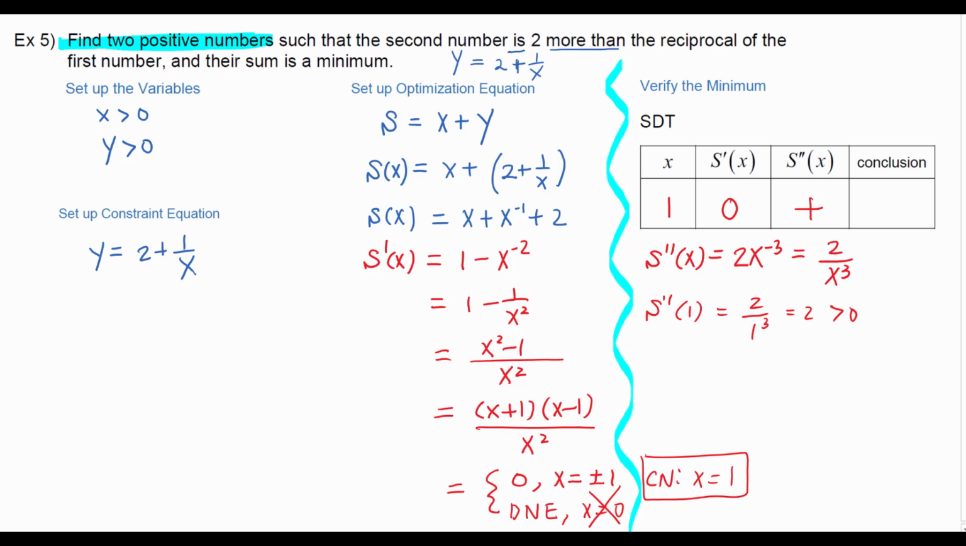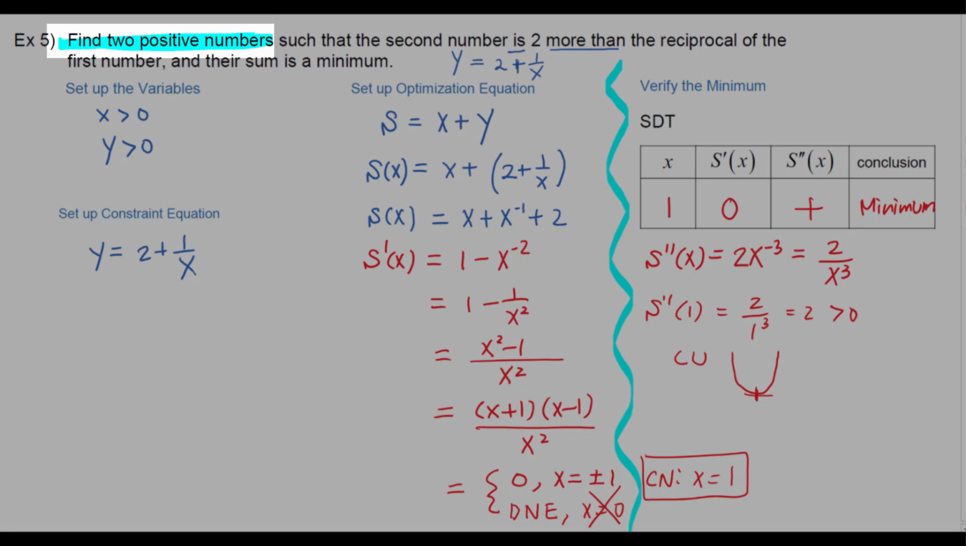And positive means it's concave up. Concave up looks like a cup. Then at the critical number, you're going to have a minimum. And we want the sum to be the minimum, right? So the sum will be minimum if x was 1.